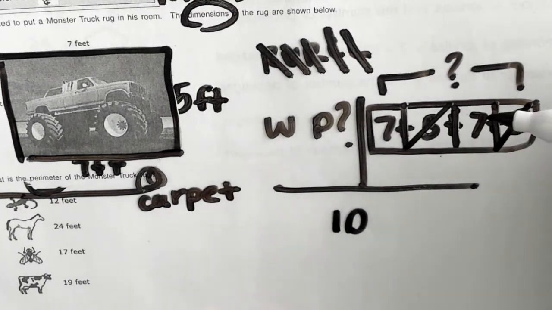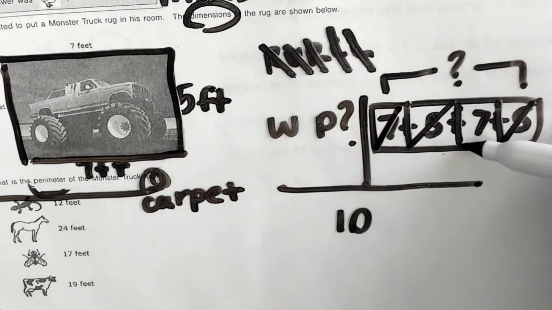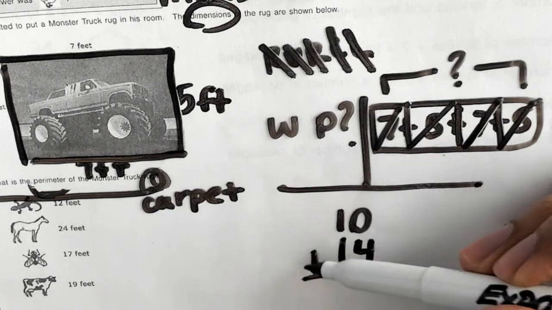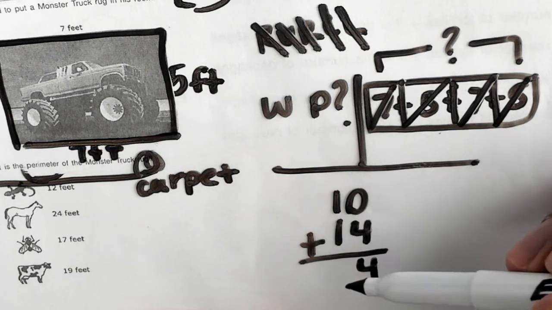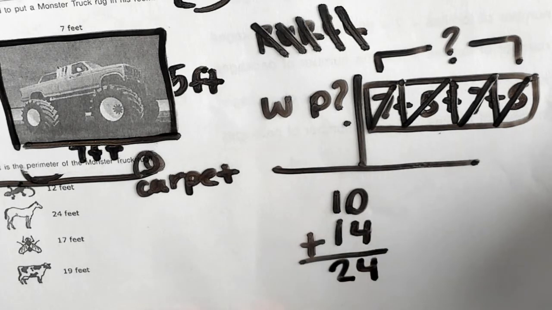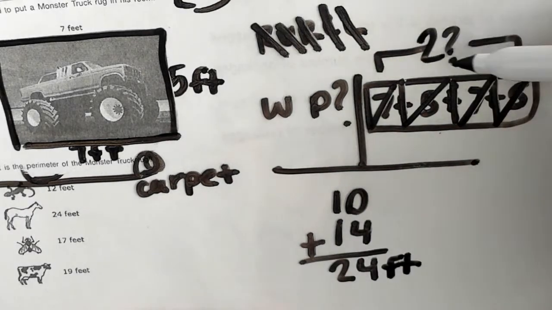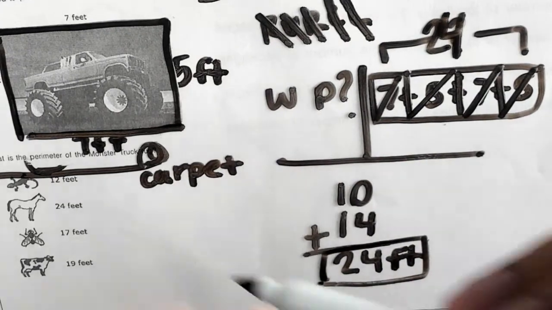And I see the 7 and the 7, and that's just like singing the 7 song. 7, 14. So I need to put together 10 and 14. I know that 4 and 0 make 4, and 1 and 1 make 2. So we have a perimeter of 24 feet. So that would go up here as our total. And that is going to be the horse.